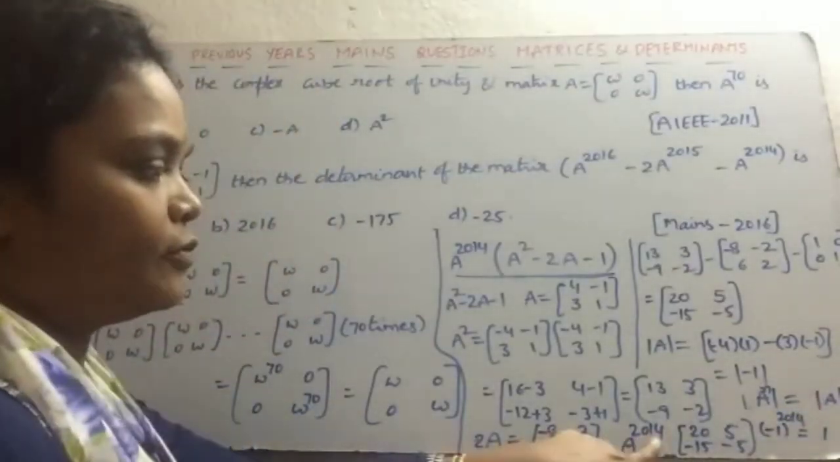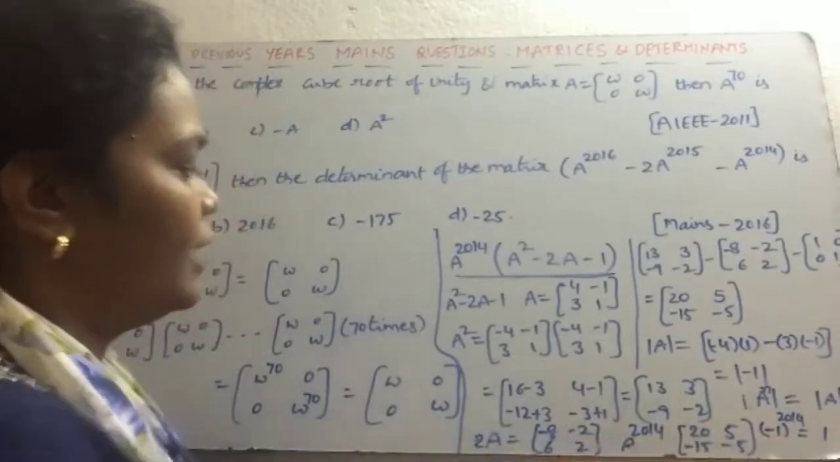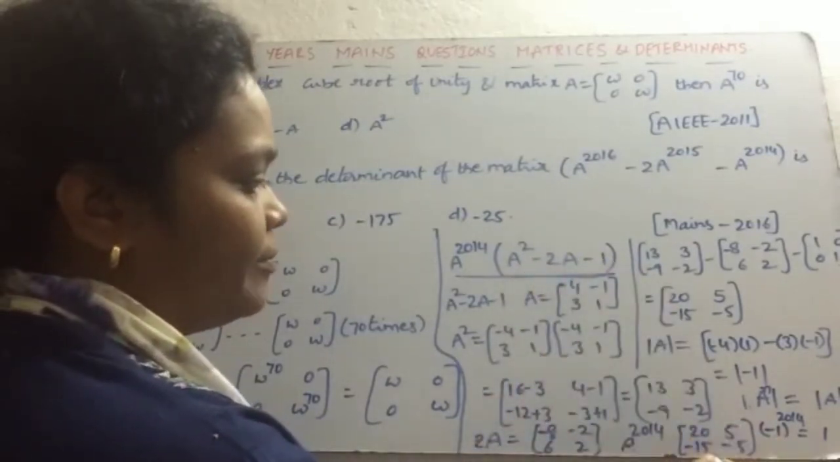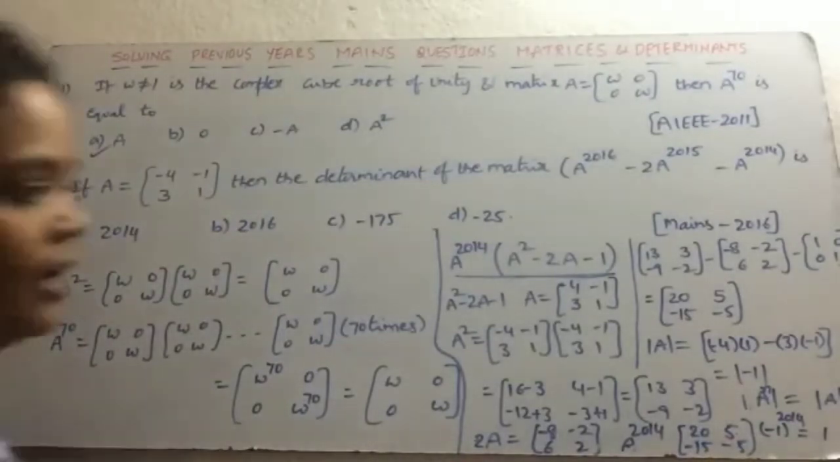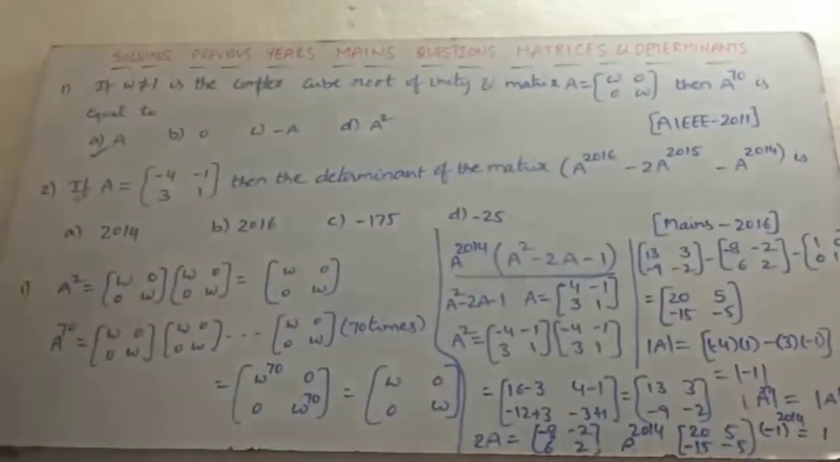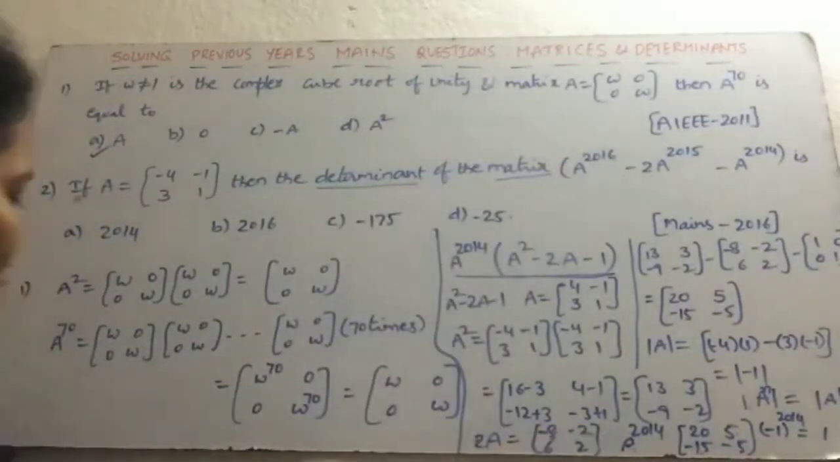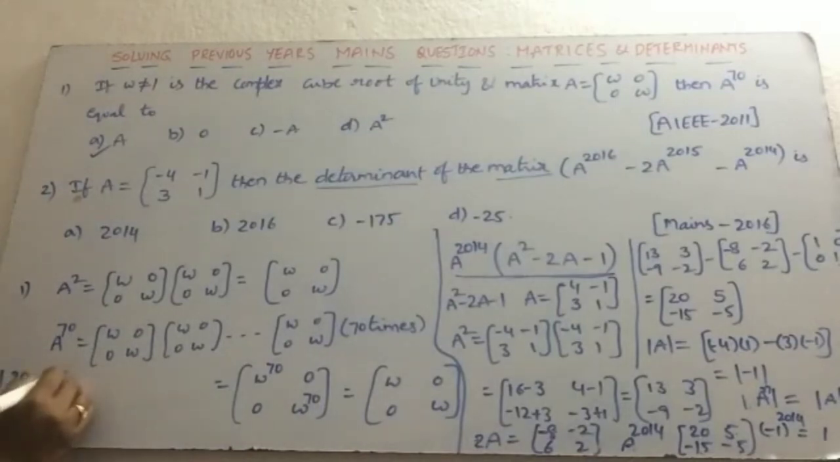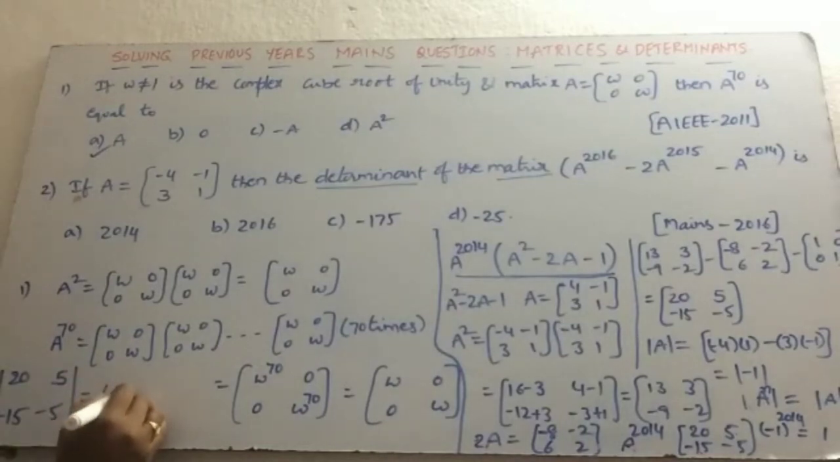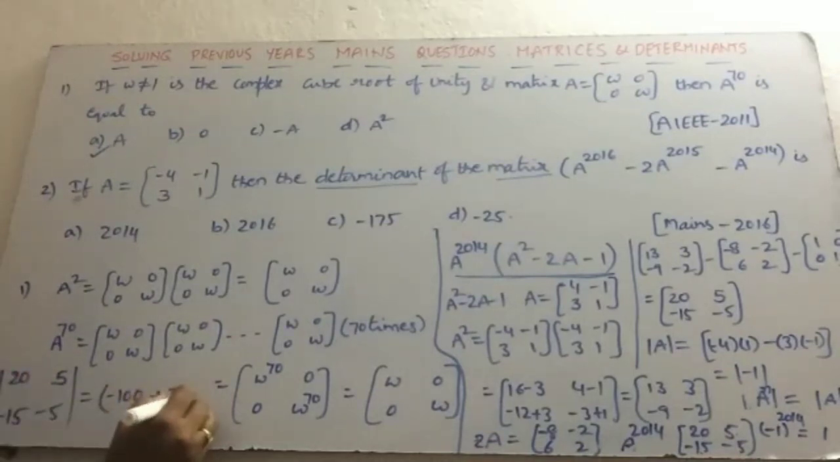So here a^2014 into (a square minus 2a minus 1) is 25 minus 15 minus 5. But they are asking the determinant of the matrix. So now we will find the determinant of 25 minus 15 and minus 5. Now we will get 20 into minus 5, that is minus 100. Minus into minus is plus, 15 fives are 75. So that is equal to minus 25.